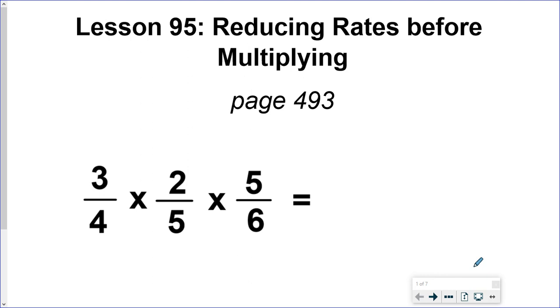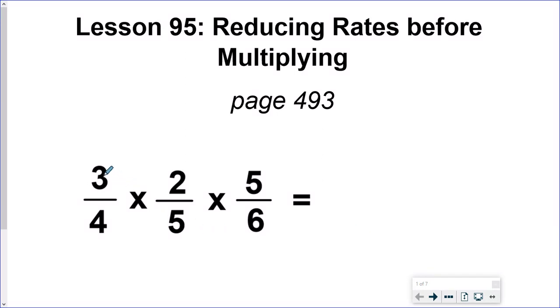Now, way back in lesson 70, I know it seems like a while ago, we took a look at multiplying fractions where we took 3/4 and multiplied times 2/5, and also multiplied by 5/6. We can multiply across, but then after we get done multiplying, we have to figure out how to reduce. And sometimes those bigger numbers can be kind of confusing to reduce. So we talked about, before we do any multiplying whatsoever, let's reduce these numbers first.